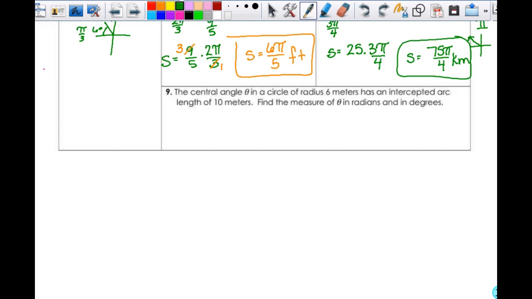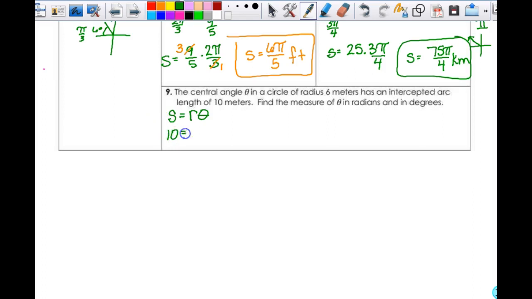All right. So it says central angle theta in a circle of radius meters has an intercepted arc length. Find the measure in degrees. So S is equal to r theta. What am I looking for here? Theta. I'm looking for theta. So that means I have to have these two pieces in order for that to happen. Just give me that. Yes, what is it?